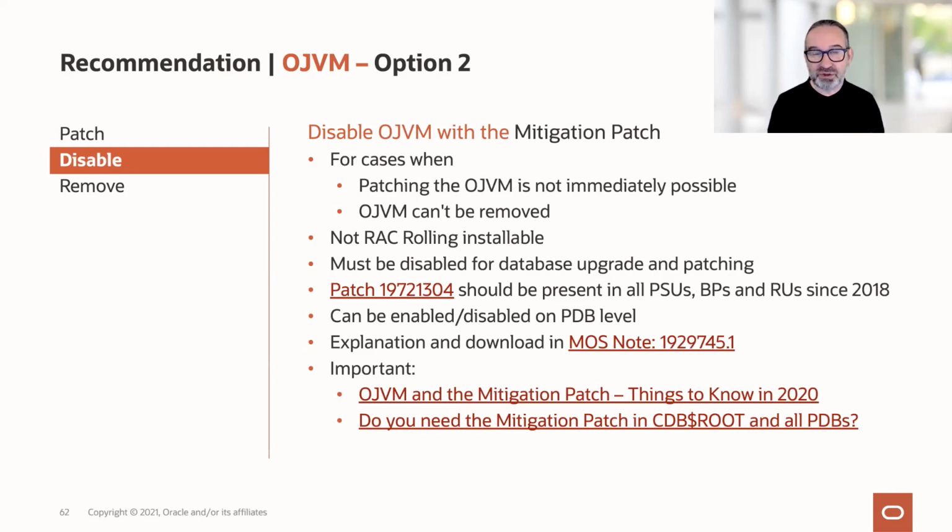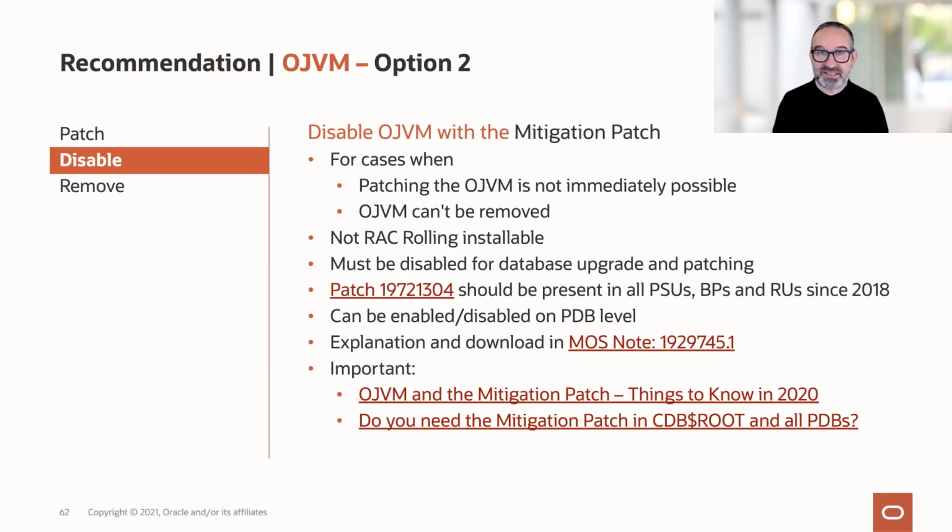Otherwise, for older, I don't hope that anybody is on an older patch level, but in case, there's a one-off patch available, which brings the mitigation patch to your environment. You would use the mitigation patch in cases where you can't patch OJVM right now. So you know that there's a critical issue, but you have no option to patch at the moment, or when you can't remove OJVM. So you know it's not used by my applications, but I need to do something. The mitigation patch is not RAC rolling installable, but actually you won't care because it's in your environments anyways.